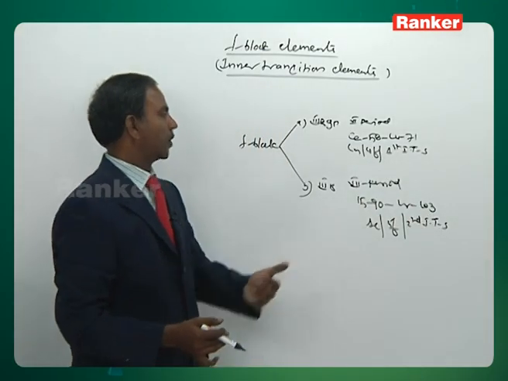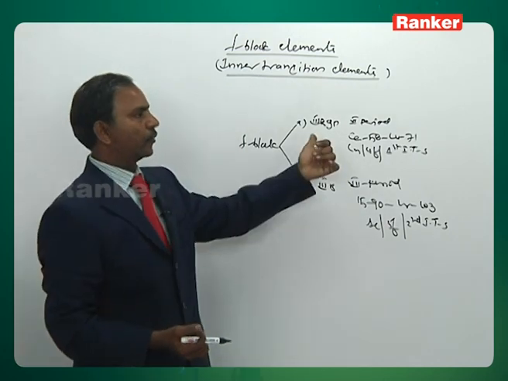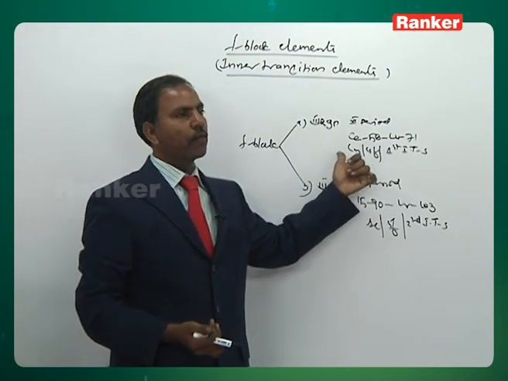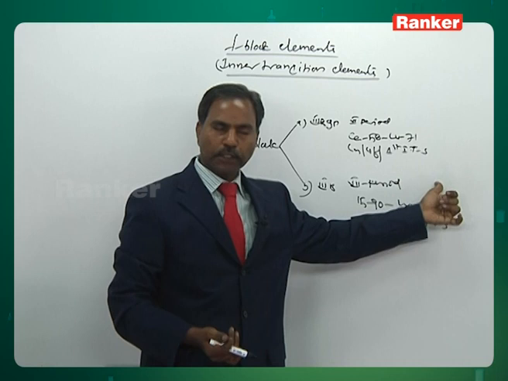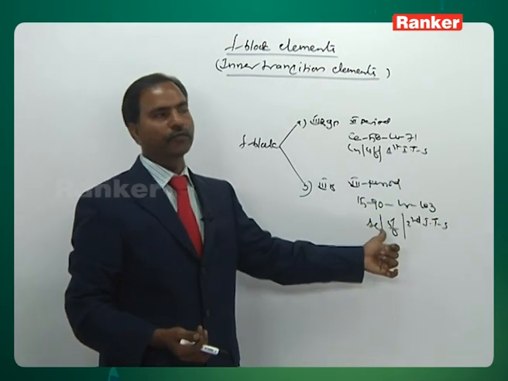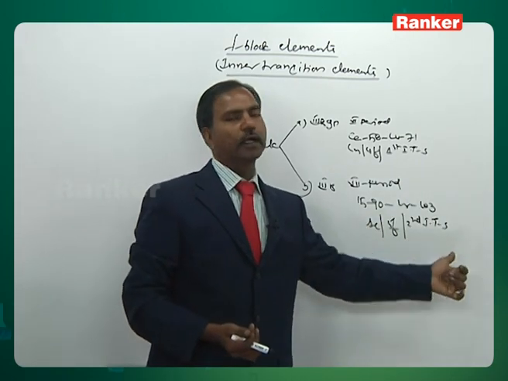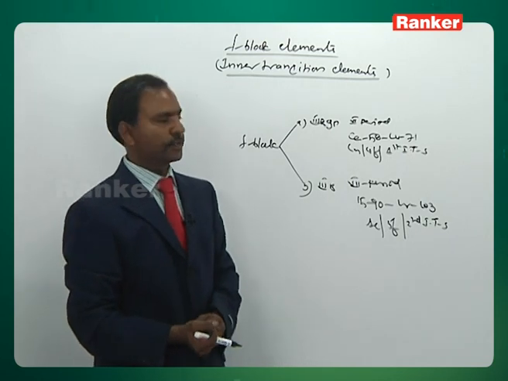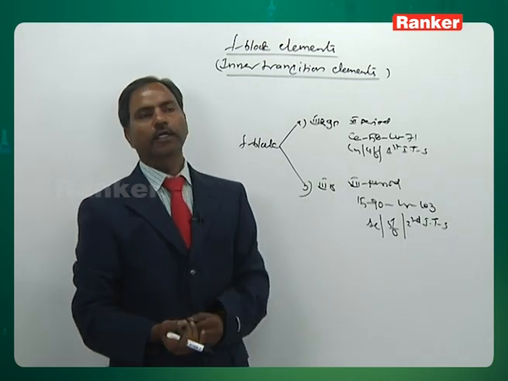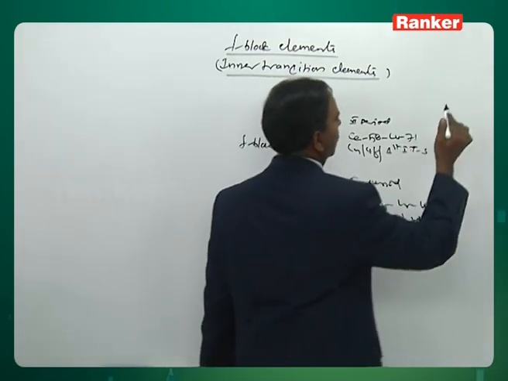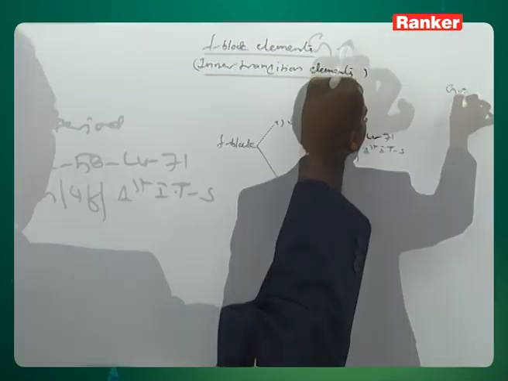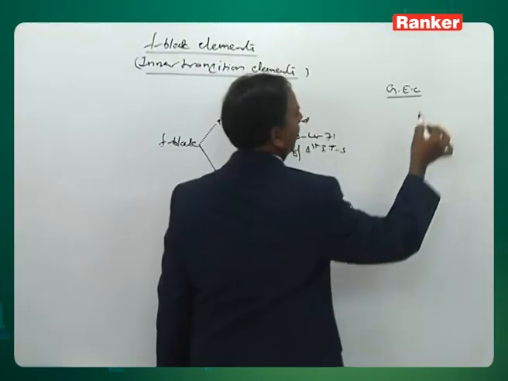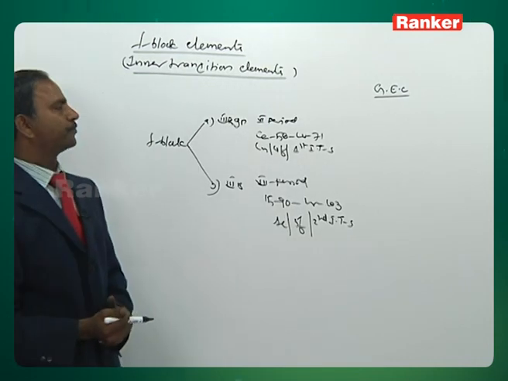F block elements are classified into two series: lanthanides, the 4f series or first inner transition series, and actinides, the 5f series or second inner transition series. Let us see what are their general electronic configurations, the general electronic configurations of lanthanides and actinides.